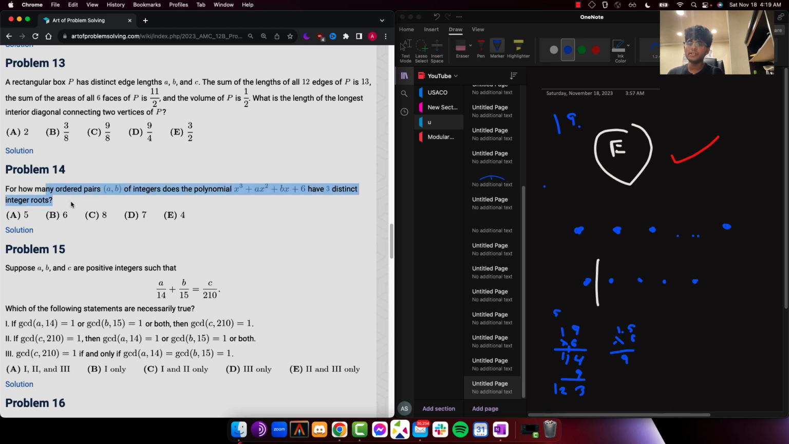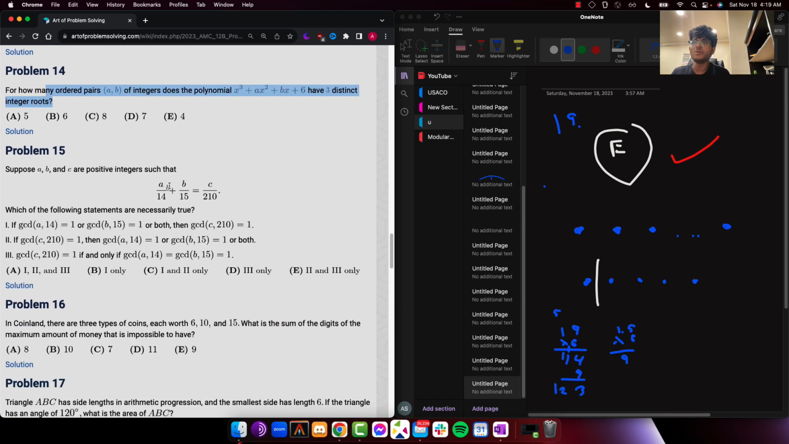Problem 14, you just recognize the Vietas and you do some casework. There was no point in my opinion. Problem 15 was somewhat decent in terms of you had to recognize divisibility, and then how the GCD and everything relates to that. So I thought problem 15 was honestly one of the better problems on the test in my opinion.